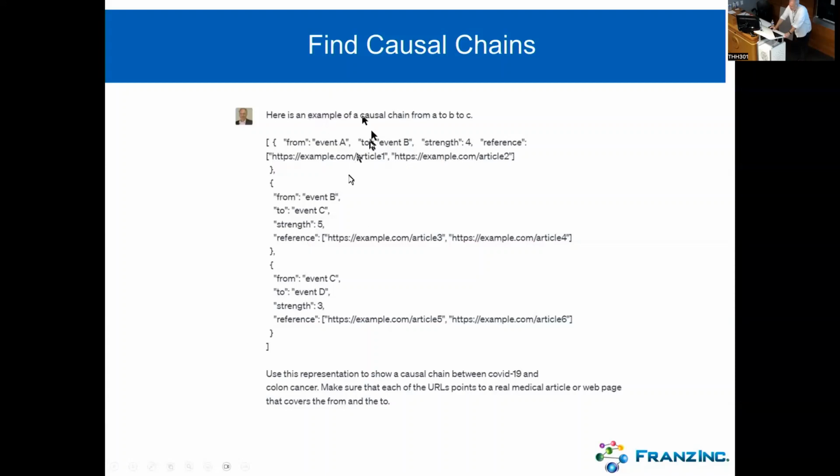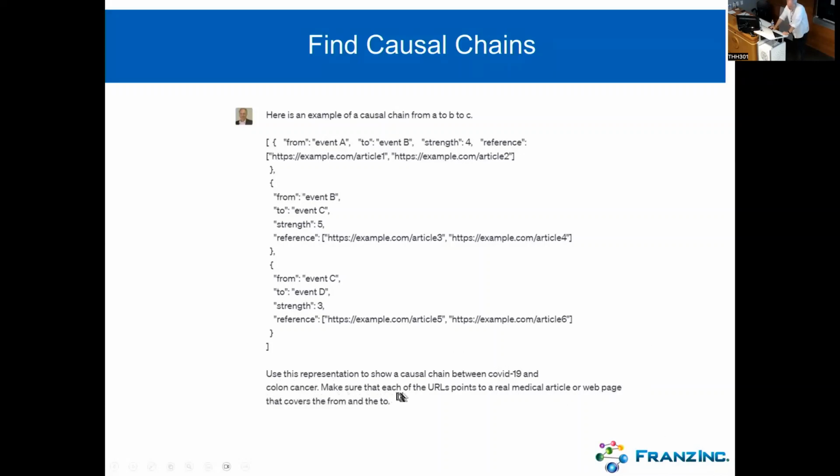And then the other thing, so here's a query I once did. It's an example of a causal chain from A to B to C. This is the prompt. You say, okay, I want that from event A to B, strand 4, and it's the reference. Then from B to event C, strand 5. C to D, strand 2. Just to give an example of the structure that I want. And then use this representation to show the causal chain between COVID-19 and colon cancer.